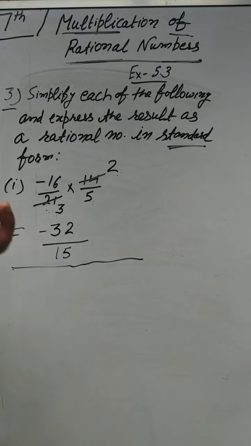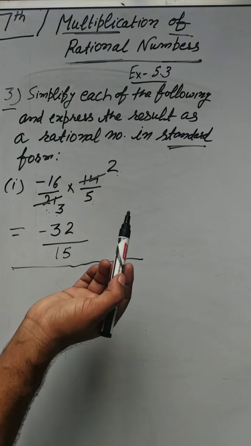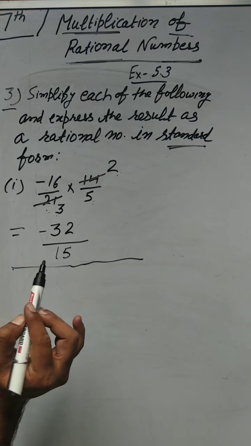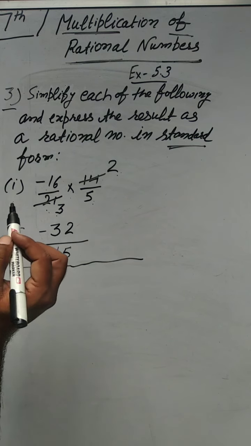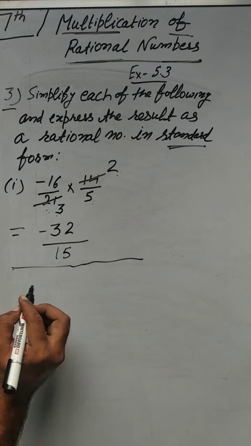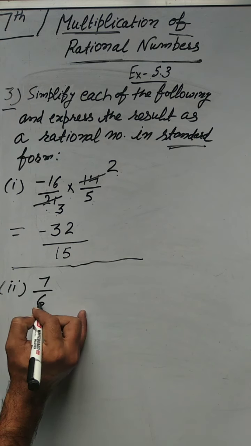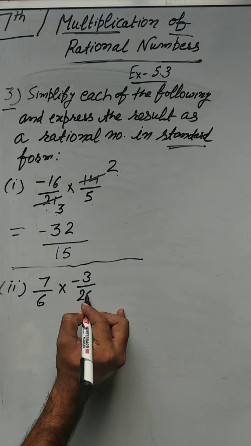Simply like question second, whatever is common, cancel it, okay, and get your final answer. Keep in mind the denominator should always be positive in the final answer. Understood, beta? This is the first part. Similarly try the other parts. The second part is, beta, 7 upon 6 multiply minus 3 upon 28.